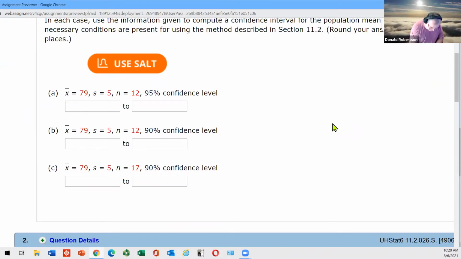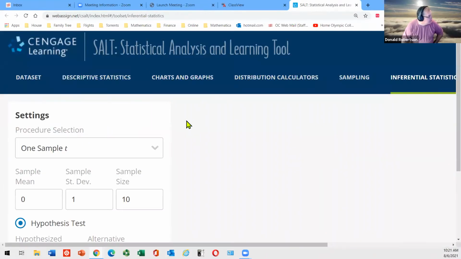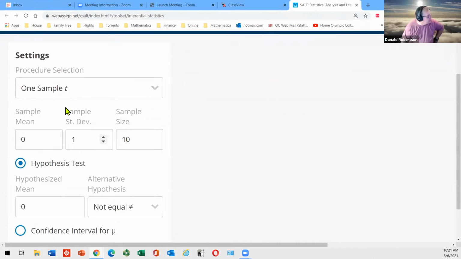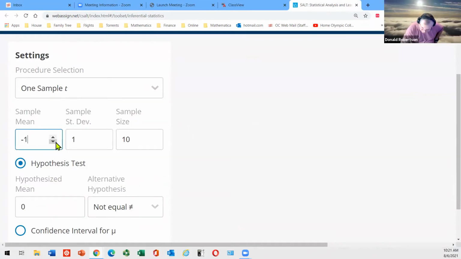In B, the mean is 79. The sample standard deviation is 12. And the confidence interval that they want me to find is 90%. So I'm going to hit the SALT button. Are you seeing the SALT button? Okay, good. 1 sample T, right place. The mean is 79. The sample standard deviation was 12.